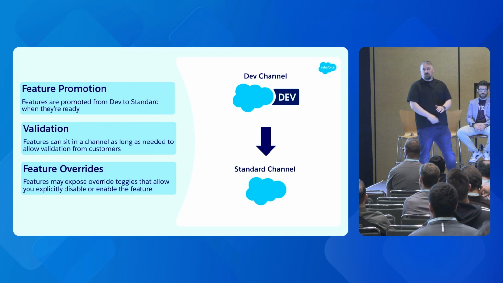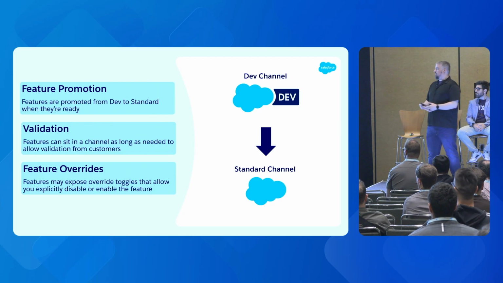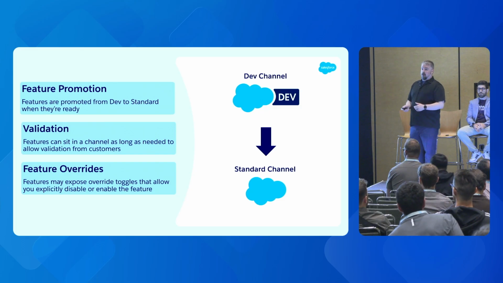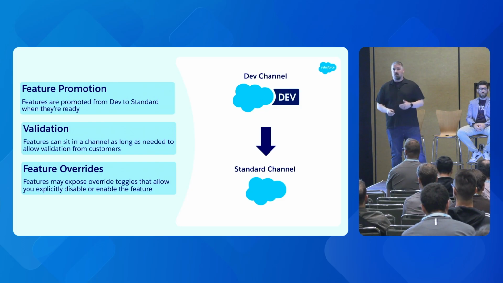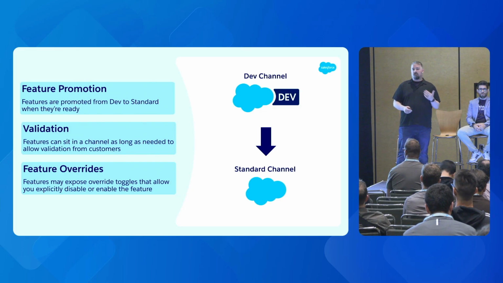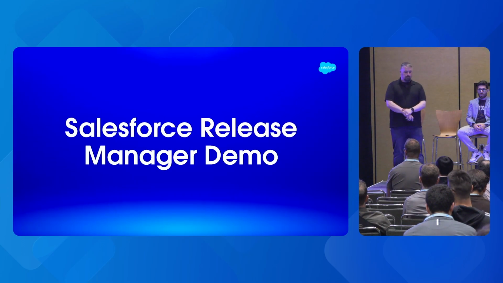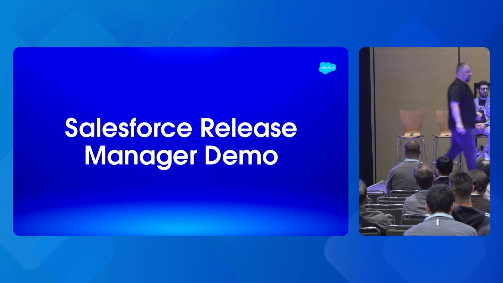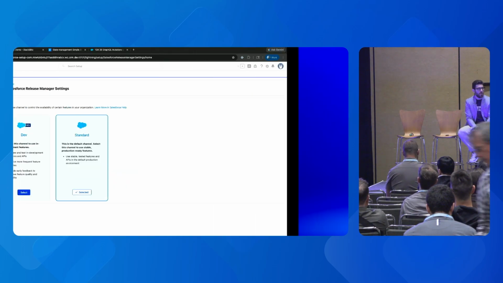Likewise, the last thing is feature overrides. Feature overrides are effectively per feature inside the channel, and this enables us to expose a toggle that you can turn on and off for features inside of the dev channel and control it there. So with that, I just want to jump right into a quick demo.